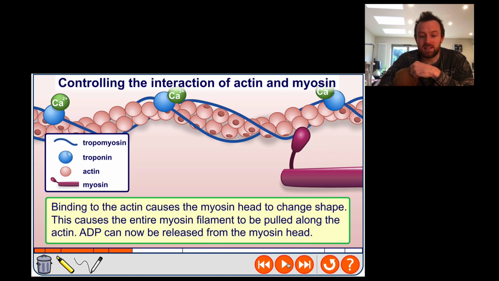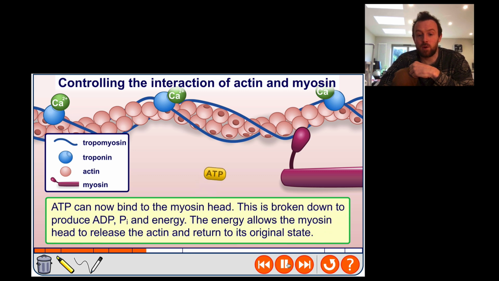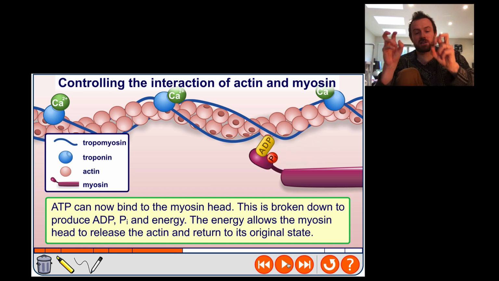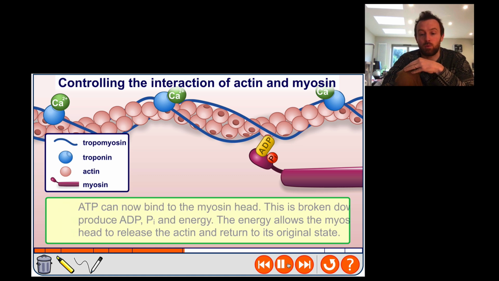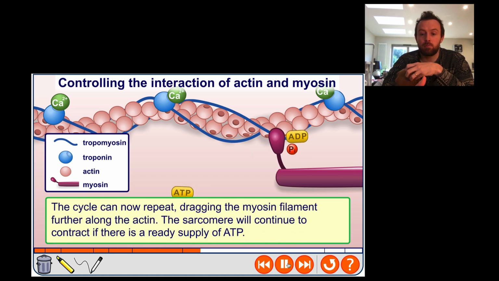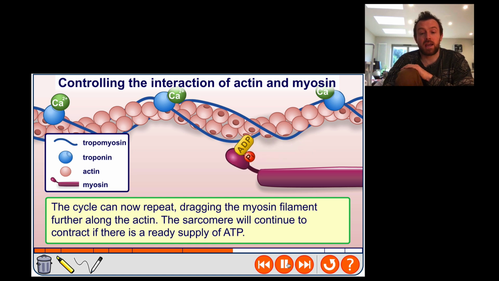Now ATP is needed to unbind it. So ATP can float in and attach, and that causes the myosin head to unbind, and it cocks, if you like, and is now ready to power stroke again. So it will bind again, pull itself along again, and we get the cycle repeating. ATP causes it to unbind, power stroke, and so on, and so on.